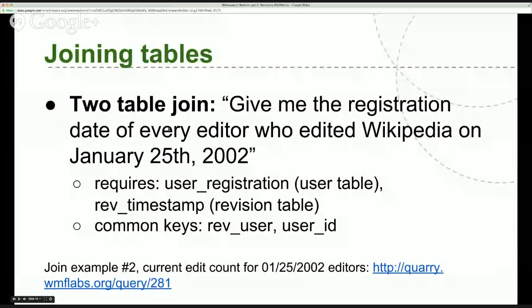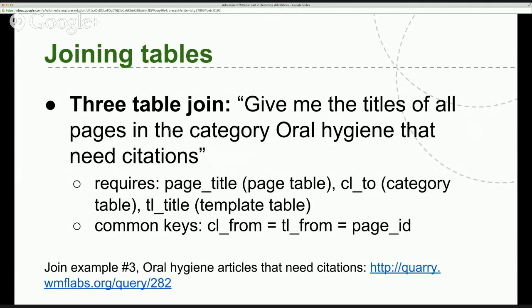So joining tables is one of the awesome things about relational databases. You can find out information about people and pages and categories and everything by connecting the data in one table to another table. You can also join more than two tables. In fact, you can technically join as many tables as there are. And this is useful when you have a more complex question.